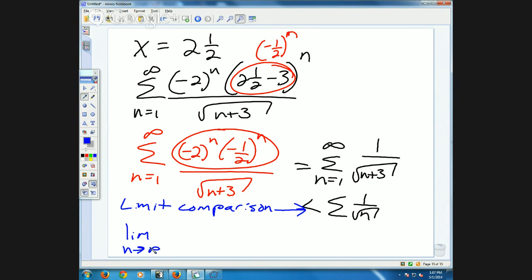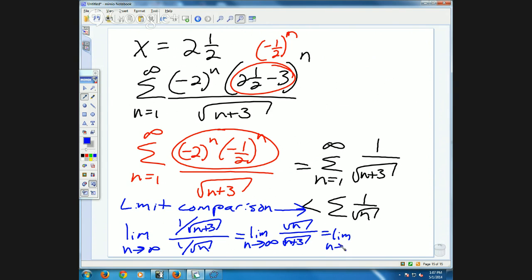Remember we ran into that trouble in class one day? We switched them and then everything went to hell. So 1 over the square root of n plus 3, 1 over the square root of n becomes the limit as n increases of those guys flip-flop, so that's the square root of n over the square root of n plus 3, which I could say is the limit as n increases of the square root of n over n plus 3.